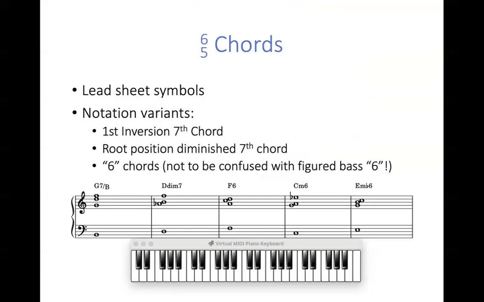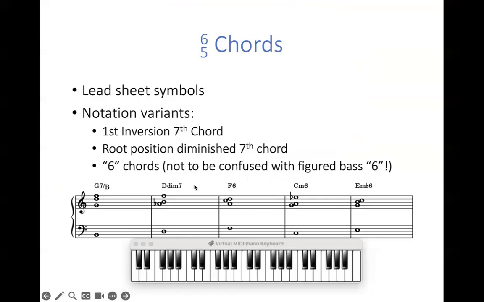So there are some quirks to keep in mind for 6/5 chords. Of course, we have seventh chords in first inversion. The first example here is probably the most common way. So we have G7/B, where B is the third. You'll see something like that.